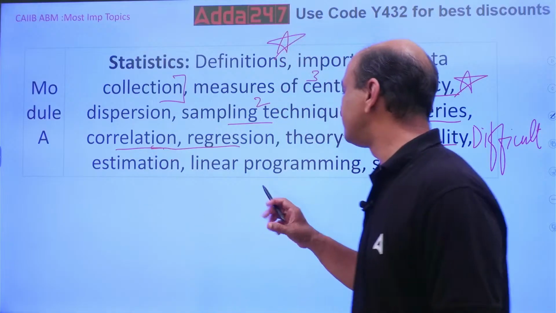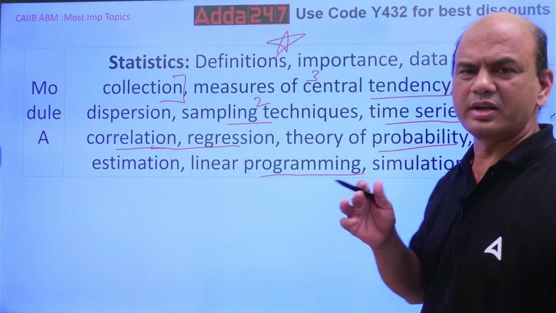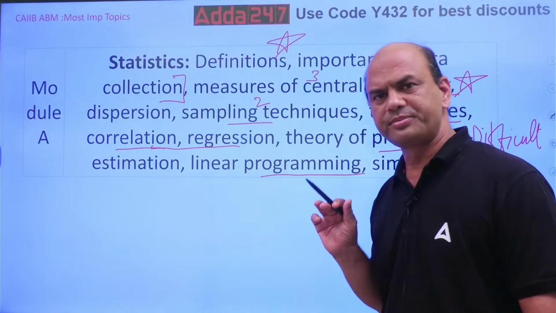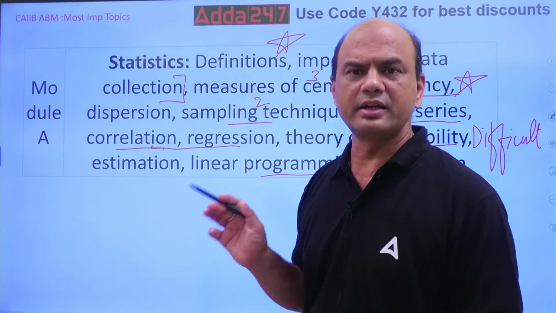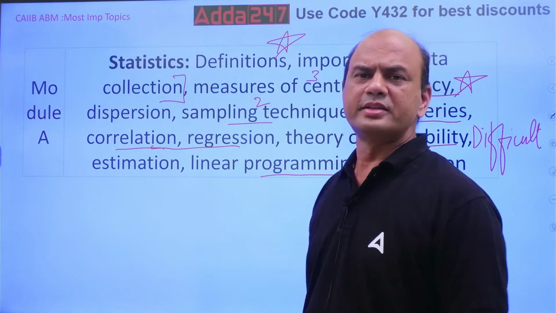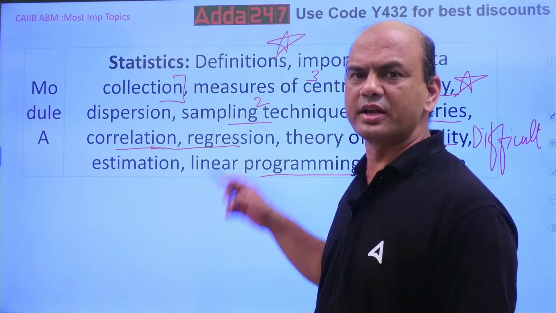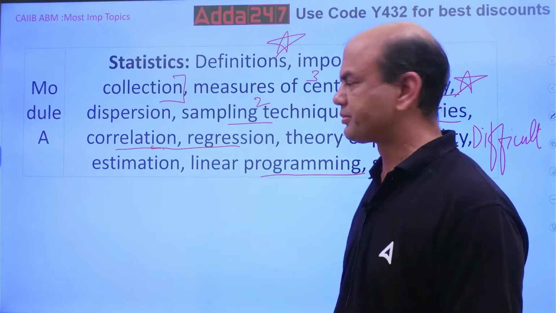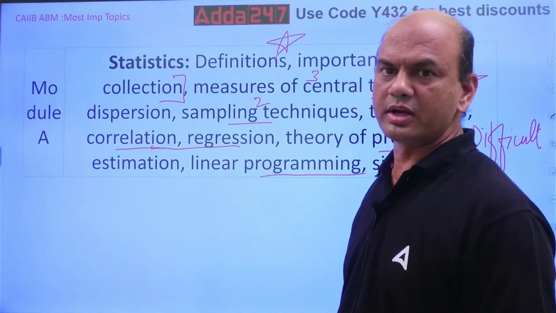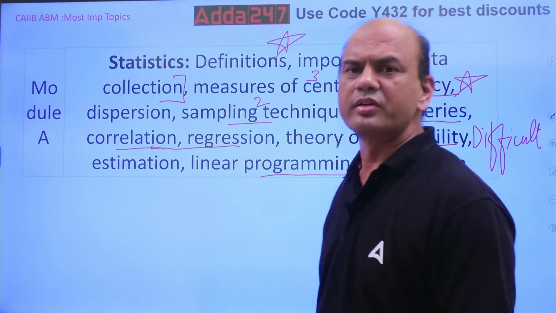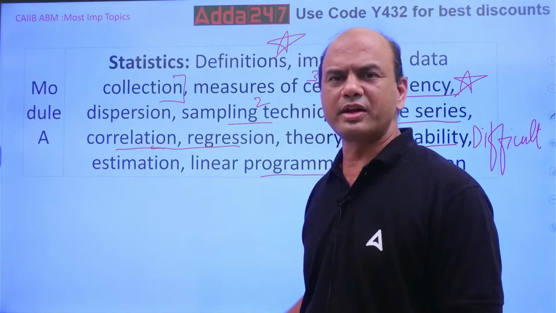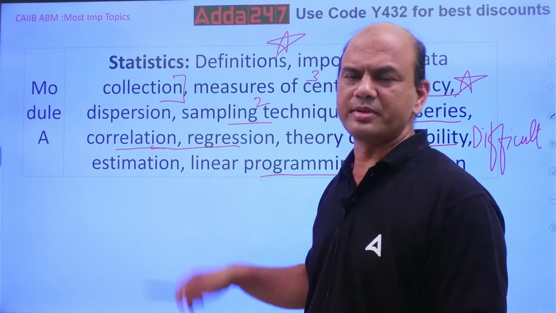Then LPP, linear programming, okay type, not that difficult. Numerical is there. You'll get one case study on LPP. See, a majority of the numerical case studies you'll get from this Module A only. In LPP, linear programming, you'll get one numerical case study. Some one-liners will be there, roughly around 8 to 10 marks from this chapter.